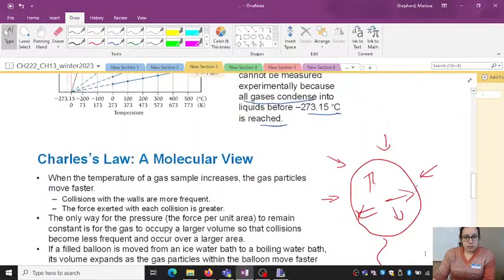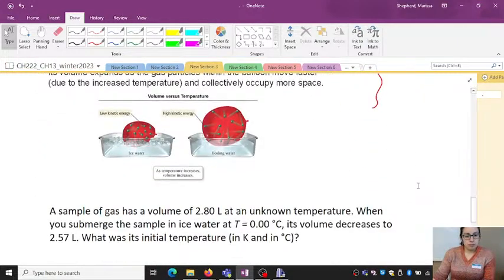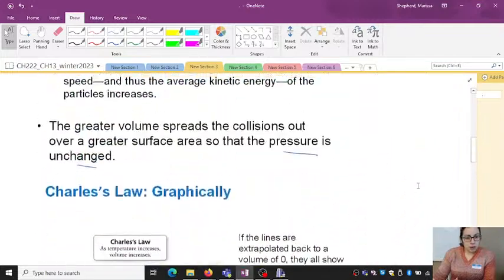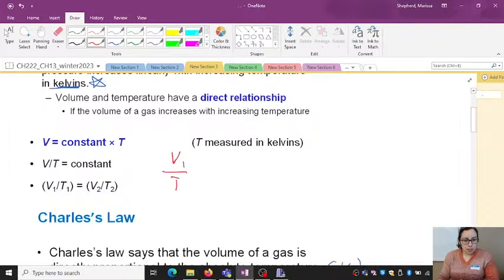All right. Any questions about that? And so our formula is going to be V1 over T1 is equal to V2 over T2.